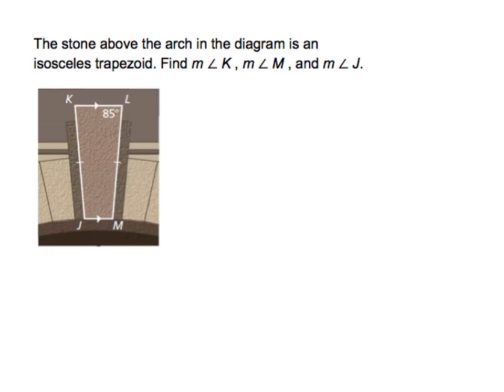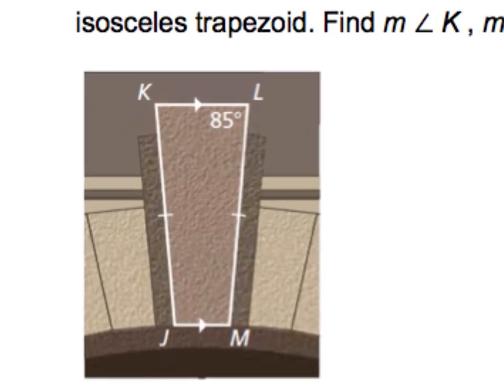If you look at this example, we have one angle that is 85 degrees, and it's an isosceles trapezoid. They want us to find the rest of the angles. Well, if angle L is 85, angle K is also 85. And if it's an isosceles trapezoid, that means whatever J is, M is the same. So you could think about this two different ways. You could think all four angles together add up to equal 360 degrees, or you could say that the consecutive angles add up to 180.